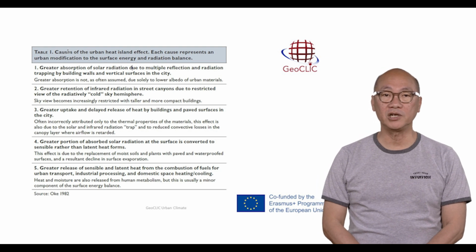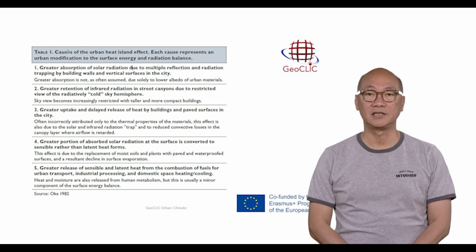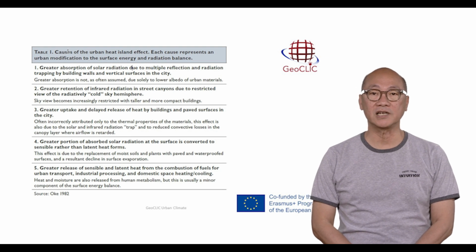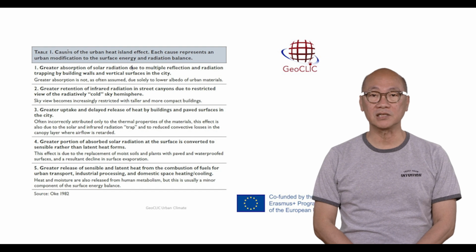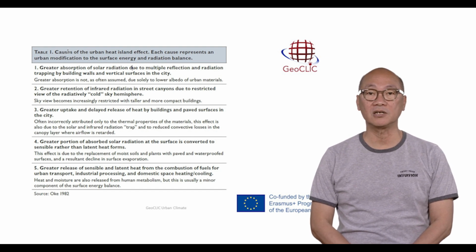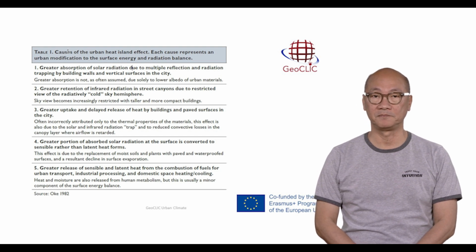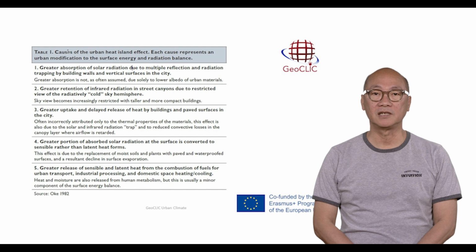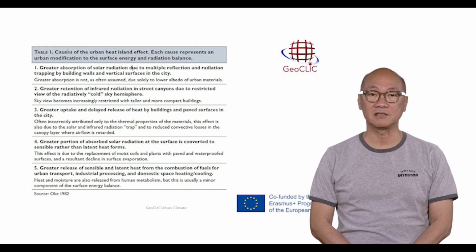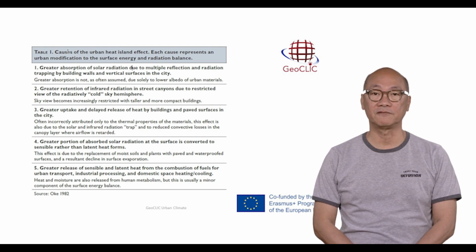Fourth, the replacement of moist soil and plants with paved and waterproofed surfaces has caused a decline in surface evaporation. The result is a greater portion of absorbed solar radiation at the surface being converted to sensible heat rather than latent heat. Fifth, there is a greater release of sensible heat and latent heat from the combustion of fuels in transportation, industrial processing, and domestic heating and cooling.